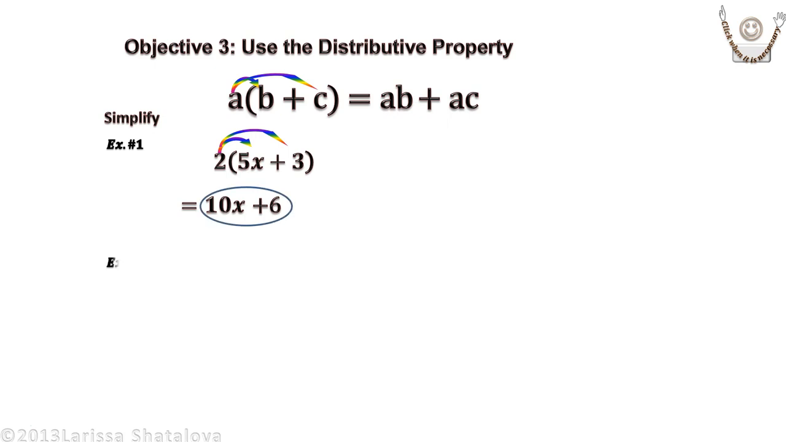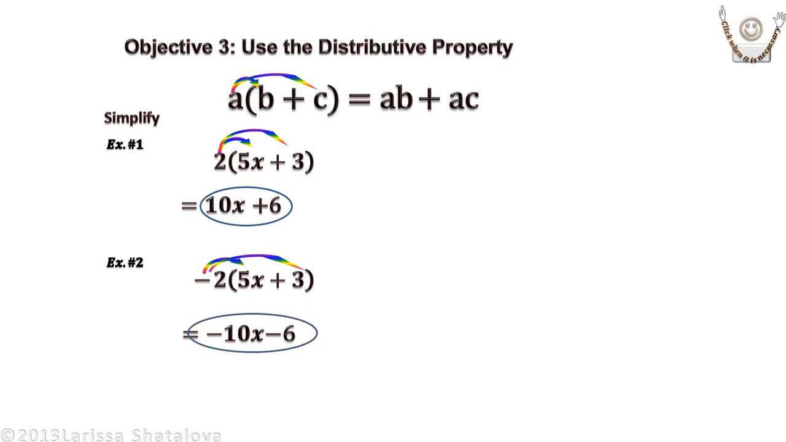Similar example number 2. We have negative 2 times parentheses, and again we can't combine 5x and positive 3. They are not alike. In order to remove parentheses, we have to use the distributive property. So we multiply negative 2 times positive 5x, and the result will be negative 10x, and then negative 2 times positive 3, and the result will be negative 6. We're done.